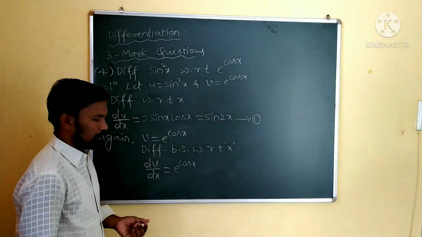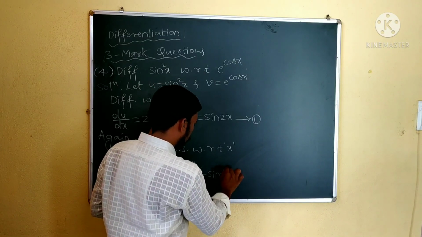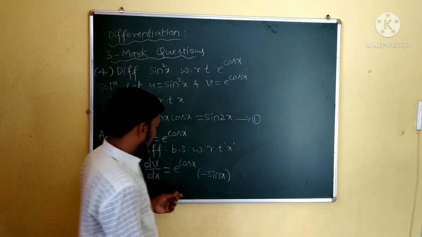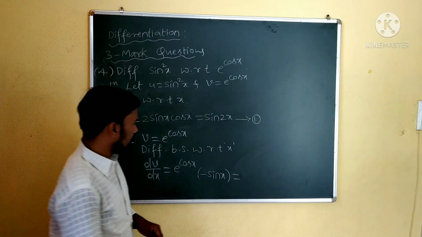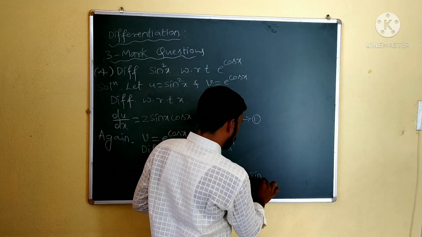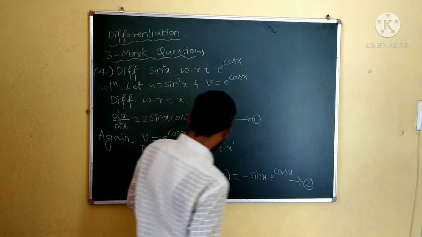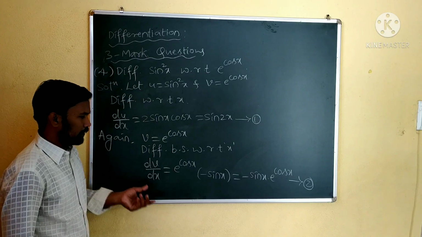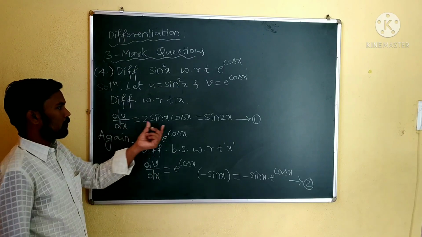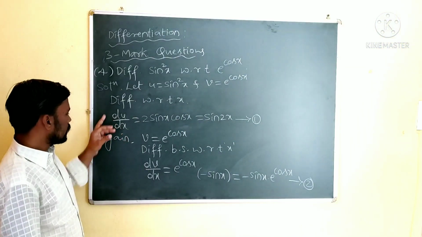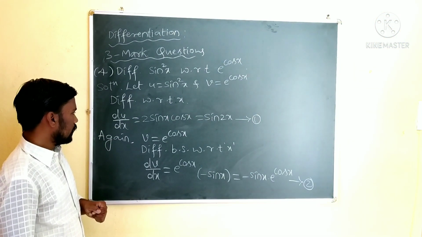And take the derivative of power. Derivative of cos x is minus sin x. That is equal to, multiply the sign, plus into minus, minus sin x into e raised to cos x. This is equation number 2. This is the dv by dx value. dv by dx is equal to minus sin x into e to the power of cos x, and du by dx is equal to sin 2x. Now by using these two equations, we can get dy by dx value, du by dv.